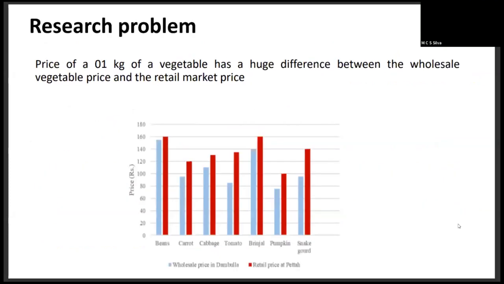The research problem is that when it comes to the price of 1 kg of a vegetable, there's a significant difference between the wholesale price and the retail market price. As you can see in the chart, there's a huge difference between the prices of these 7 vegetables in 2 different locations, I mean, the wholesale price and the retail market.